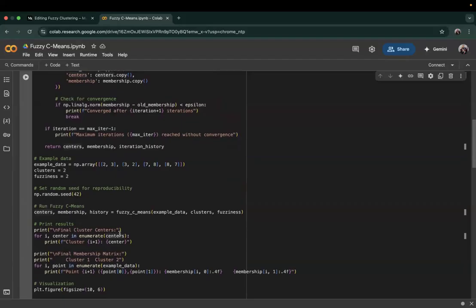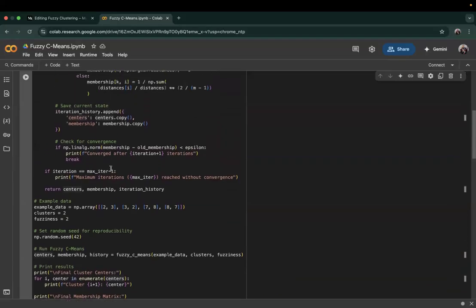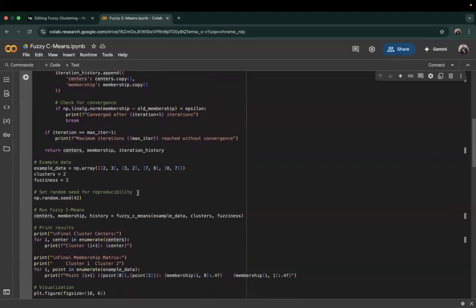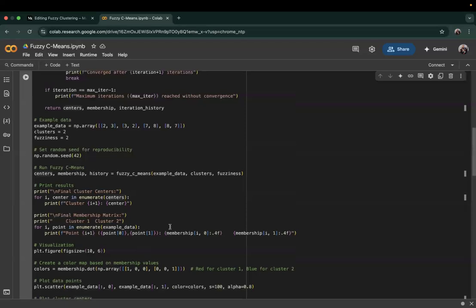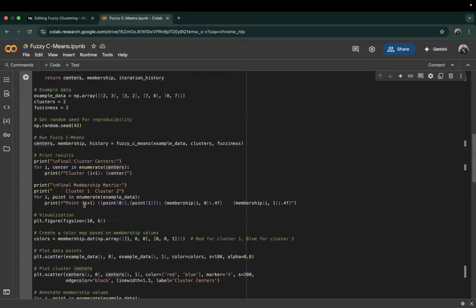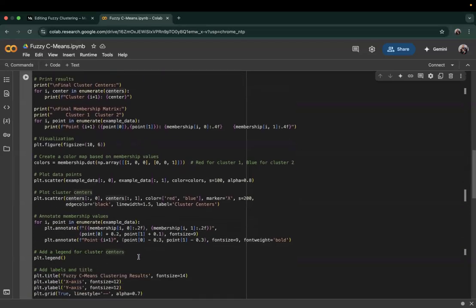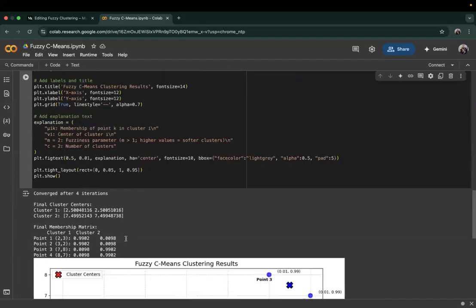After that, we do the convergence check here. We measure the magnitude of changes in the membership matrix, and it will stop when the change is below a certain threshold epsilon. Here we are taking some example data. After that, we implement the fuzzy C-means over here, and we print the results. Finally, we visualize the results in a graph.